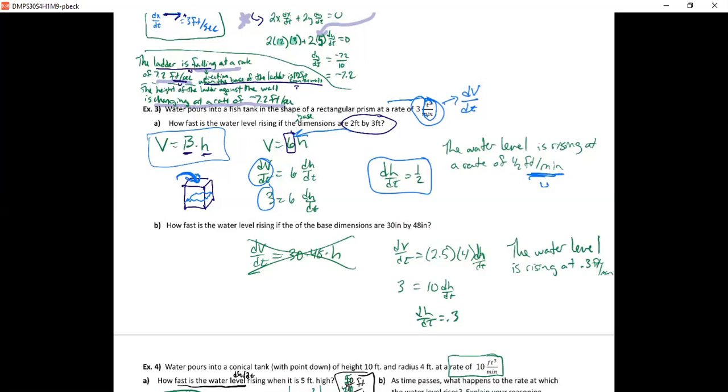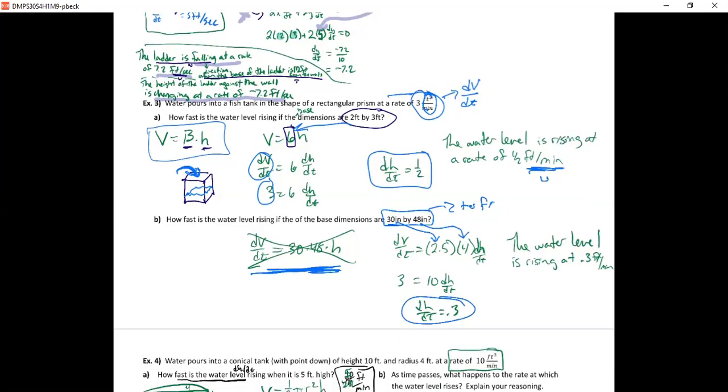One of the big things that I encourage you to please keep an eye out for, your area of base is not 30 by 48, because now this is 30 inches by 48 inches, which means we have to convert our inches to feet. So 30 inches is how I get my 2.5 feet. 48 inches is how I get my 4 feet. And then I go ahead and solve, dh/dt is 0.3. So the water level is rising at 0.3 feet per minute.